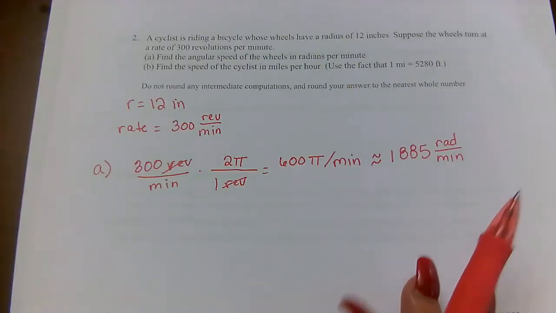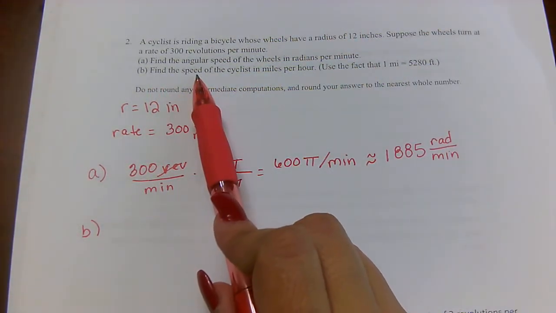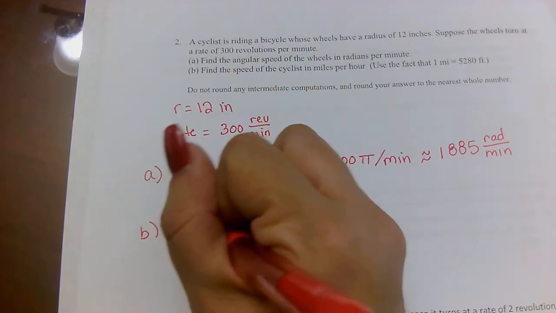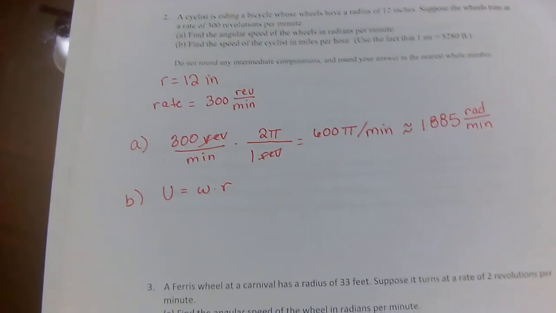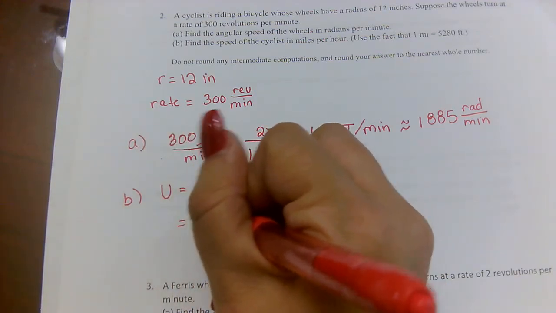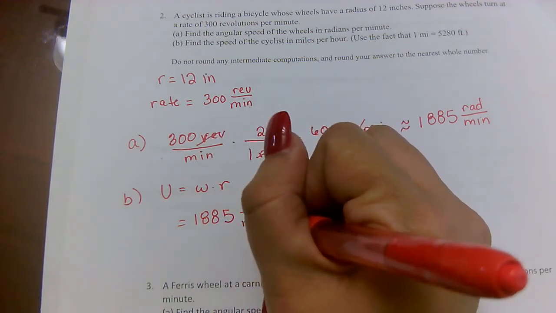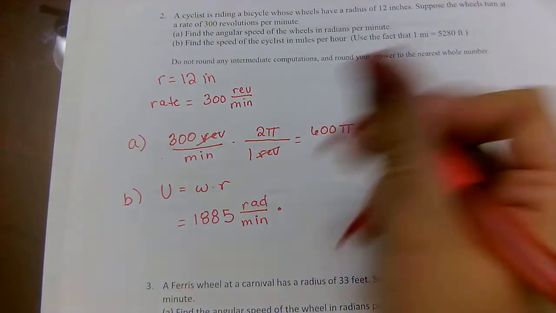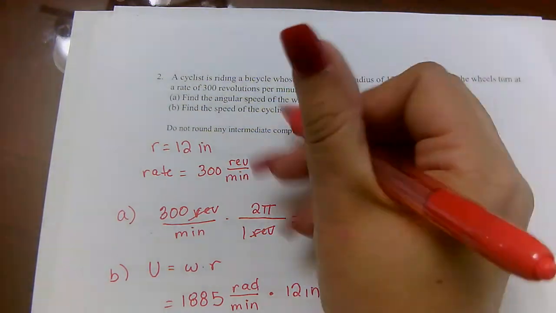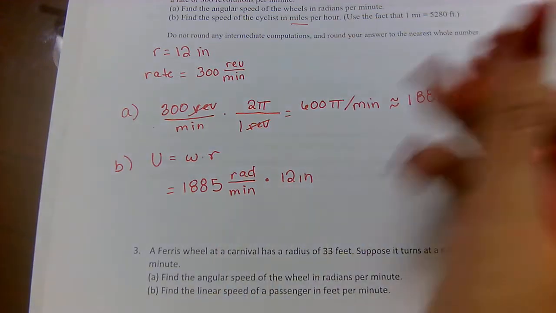Okay, for part B, it says find the speed, that means velocity, of the cyclist in miles per hour. V is equal to angular speed times r. Angular speed is going to be 1885 radians per minute times 12 inches. Okay, now let's make sure up here it says it wants it in miles per hour. This is inches per minute. So we're going to have to use dimensional analysis.